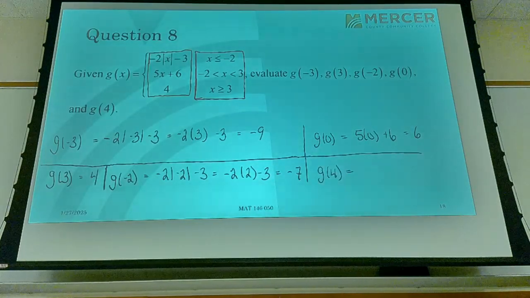And what about G of 4? Which rule does that go into? Greater than or equal to, or none. None is undefined. You sure? 4 is greater than 3, isn't it? Which means 4 will be greater than or equal to 3. Oh, yeah. So G of 4 is just 4. I'm with you.